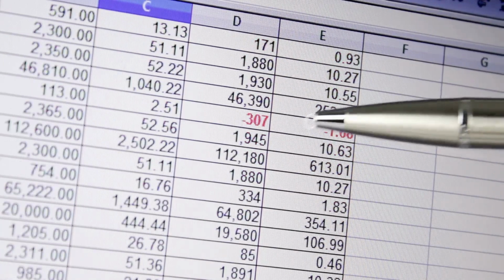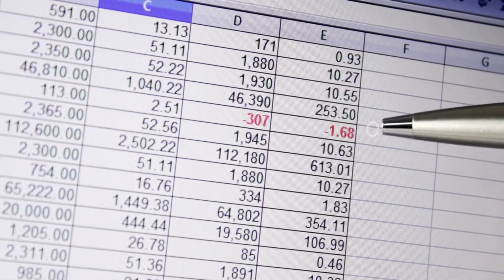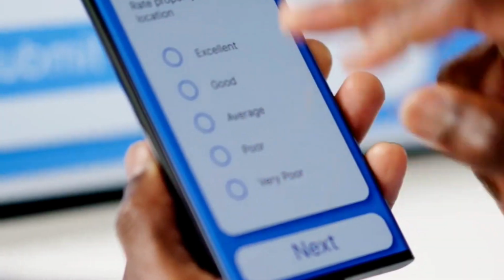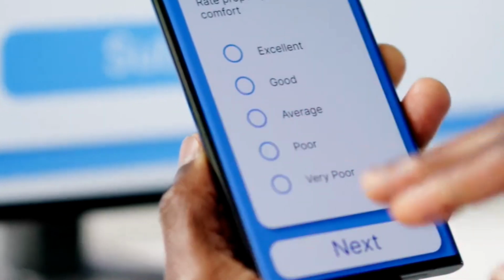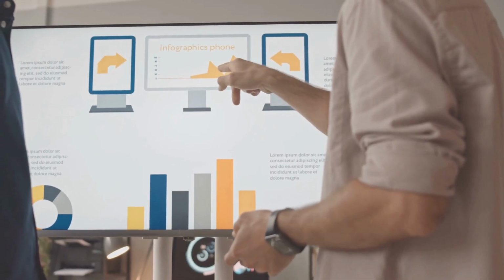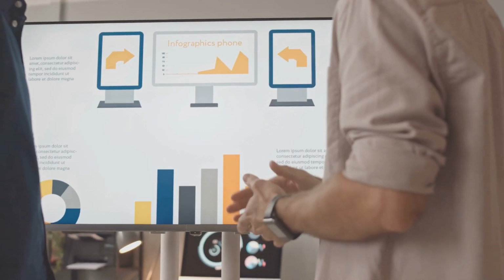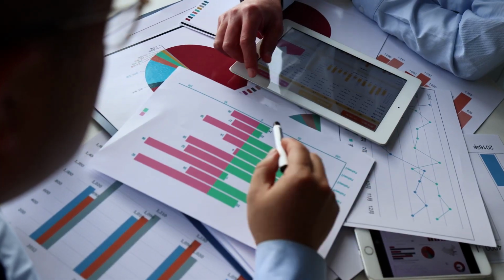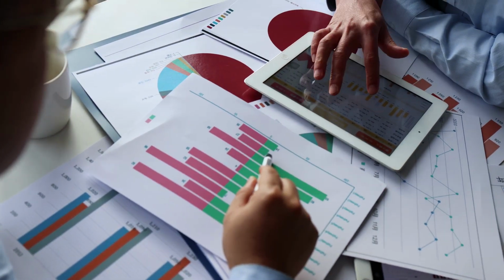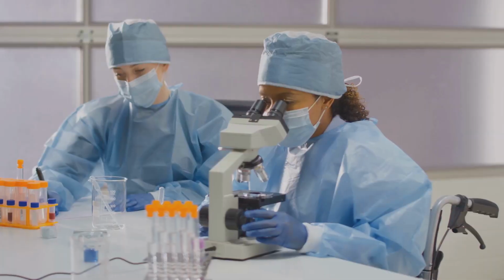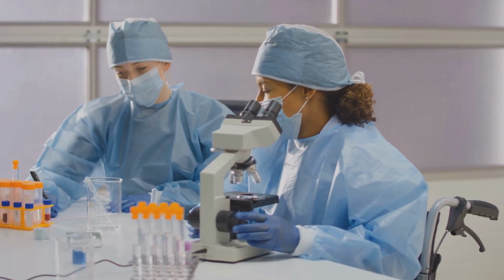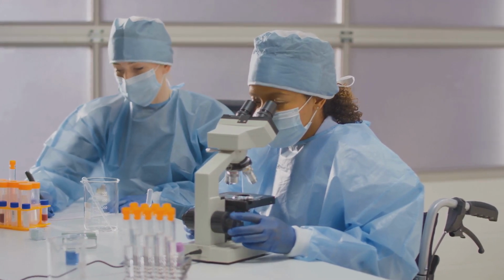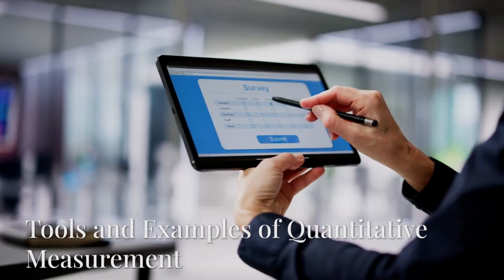Quantitative measurement involves collecting data that can be expressed in numerical form. This type of measurement is used to quantify variables and provide measurable evidence. It answers questions such as how many, how much, how often, or to what extent. Quantitative data allows for comparison, calculation, and statistical analysis. It is ideal for situations where standardization and repeatability are important, and the results need to be generalizable to a larger population.